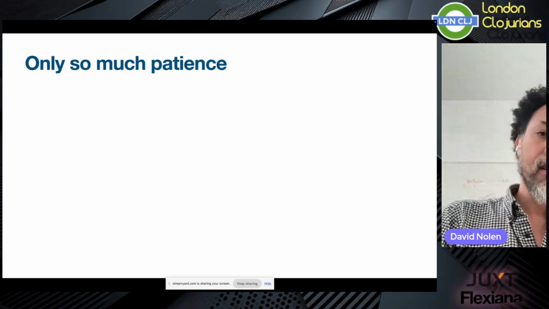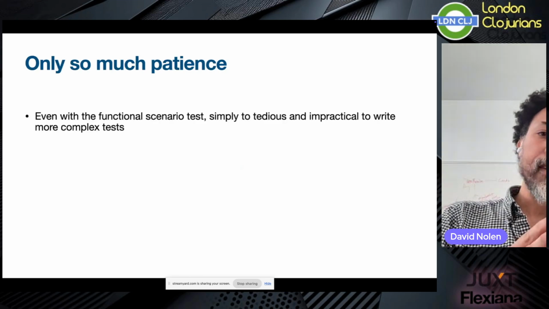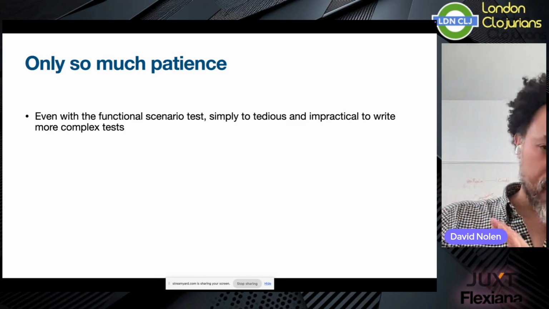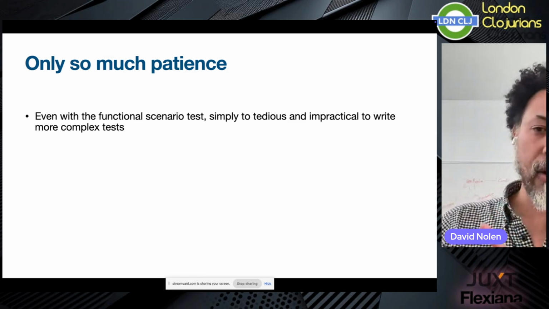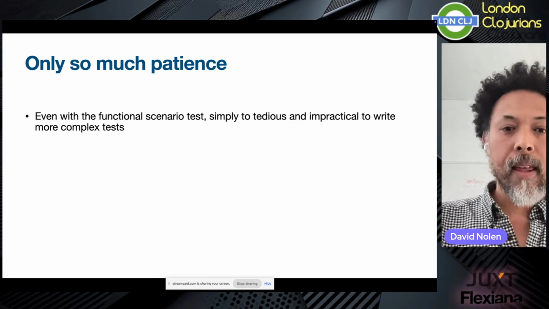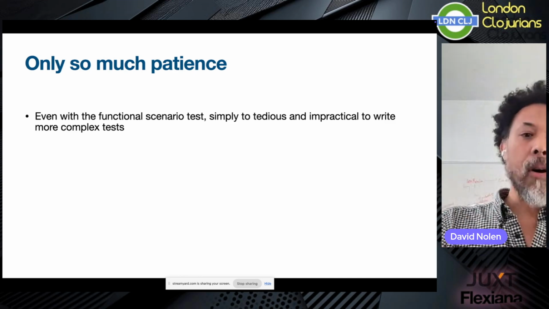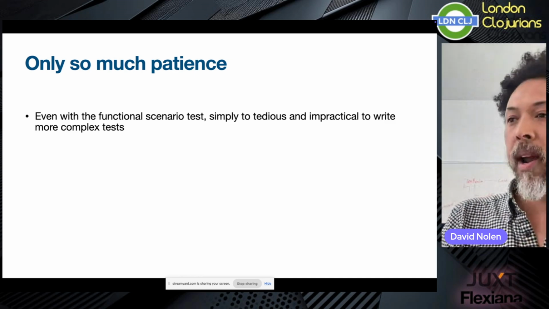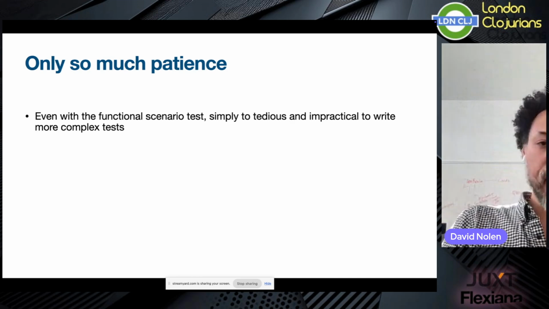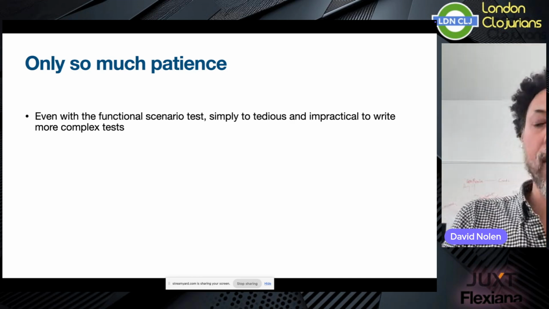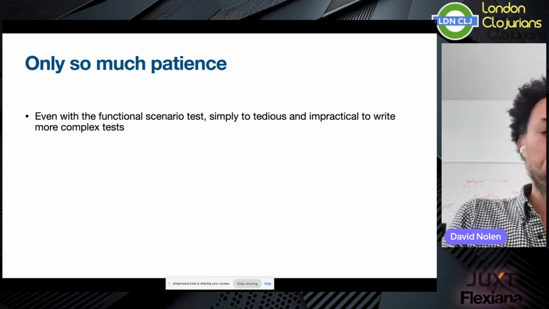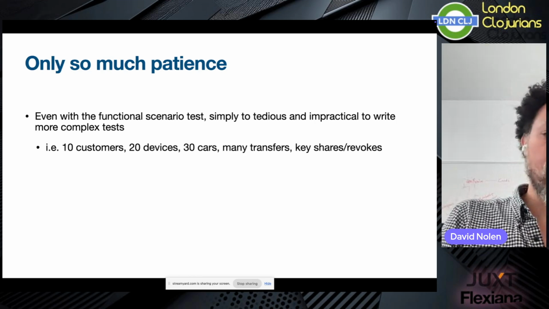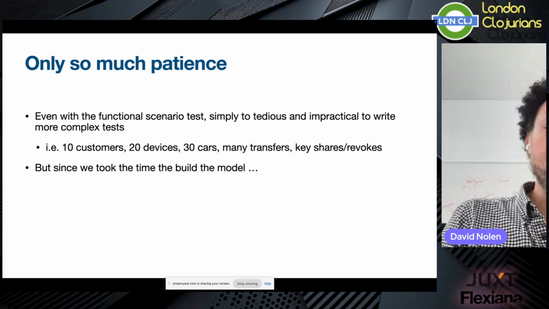There are limitations with this approach, with the scenario-based tests, not with Fugato. Even with all that work, there were some complex tests that were hard to write, where you might want to test something that involves 30 vehicles or 20 users or whatever, with many transfers, shares, and revokes. That just becomes unwieldy.